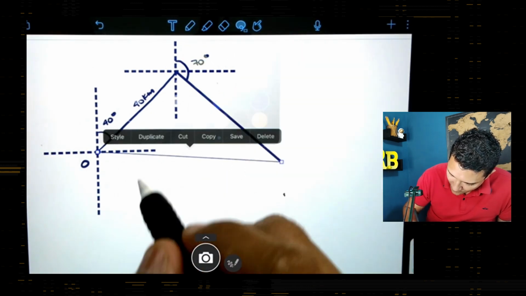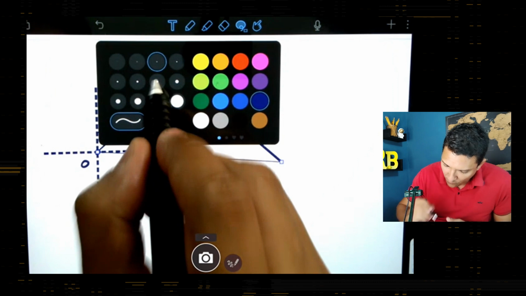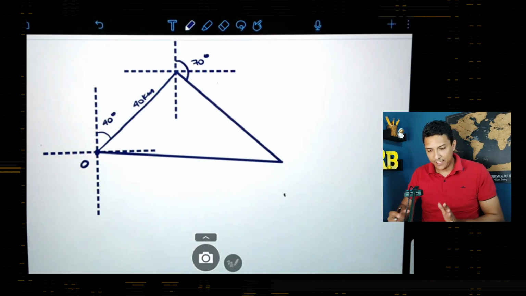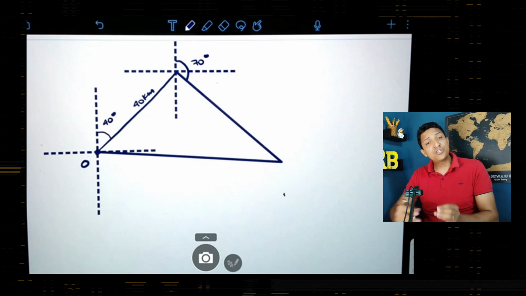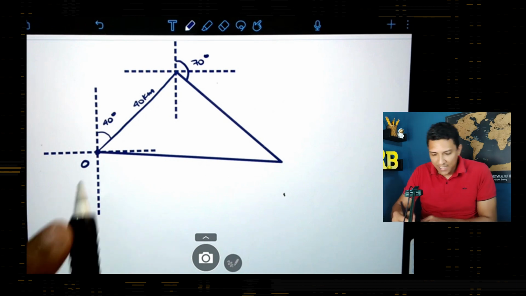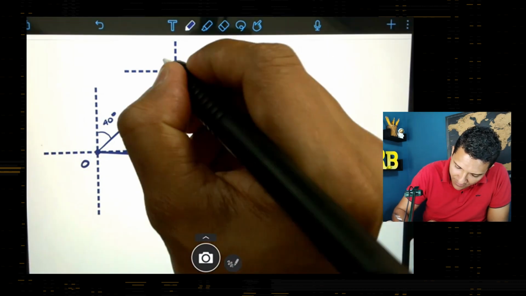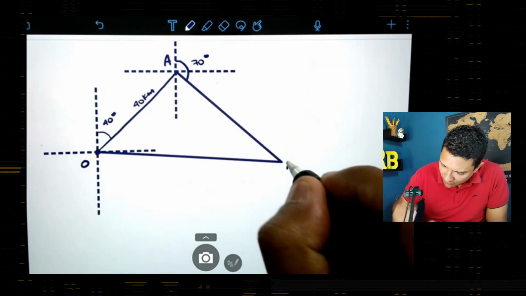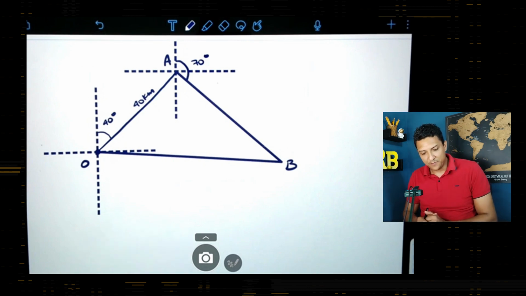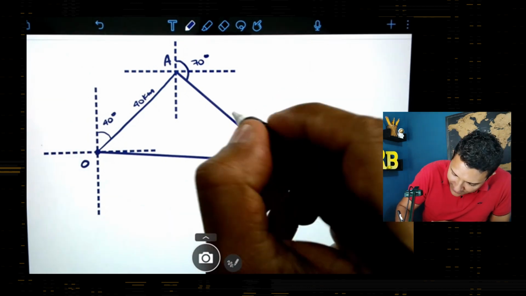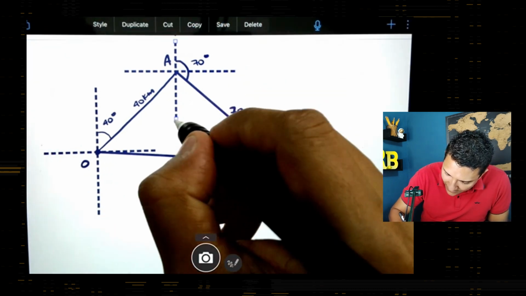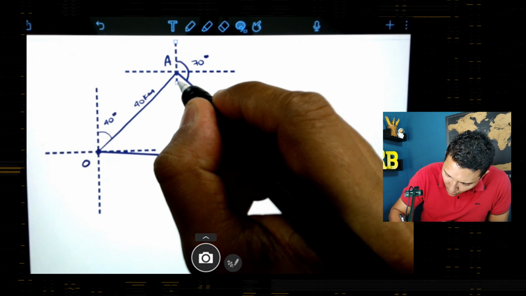Okay, great. And before starting to solve this, I'm going to label each of the vertices. We already know that this one is the vertex O, and this is the vertex A for me. You can label as you wish, with the letter that you want. And the other one is going to be the vertex B. And here we know that this is 70 kilometers.